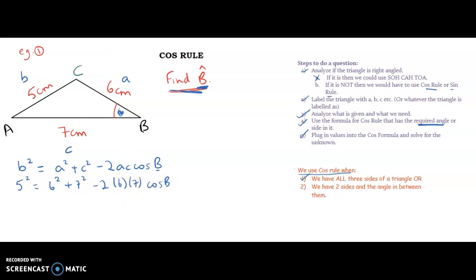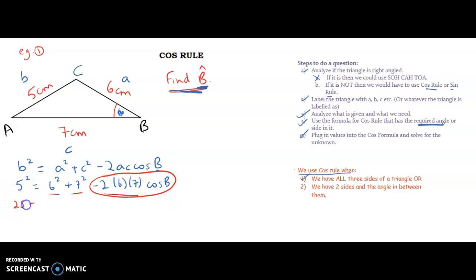Now students tend to get confused here, and they tend to feel that this piece here is a term. But no, all of this is actually one term here. So I can't minus just this little piece 2 by 6 by 7 from these values here. I have to apply it to the cos B first. So anyway, let me continue.